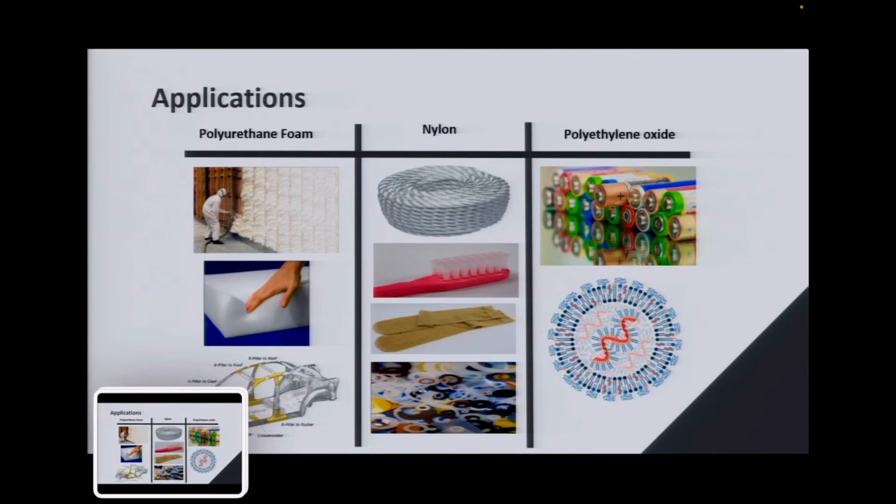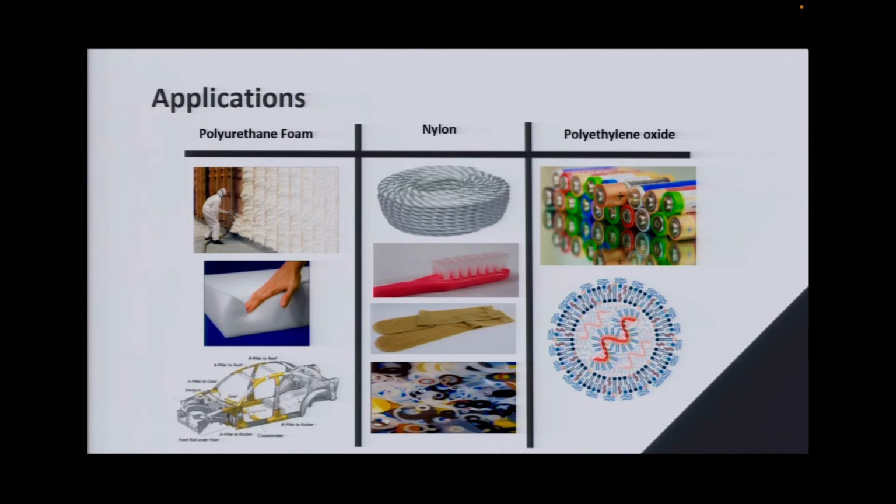Among other applications, polyurethane foam can be used for insulation and cushioning. Nylon can be used for rope and bristles on a toothbrush. And polyethylene oxide can be used for lithium-ion batteries and biomedical applications.